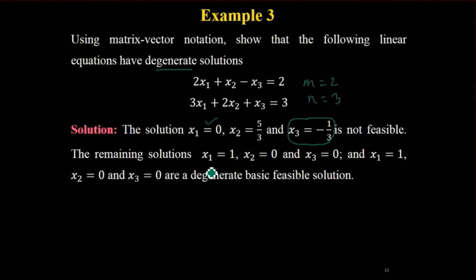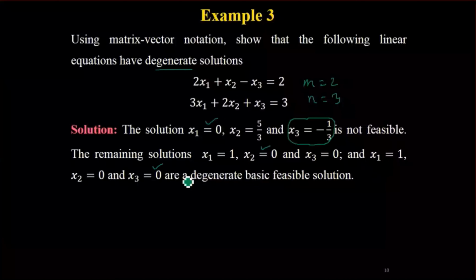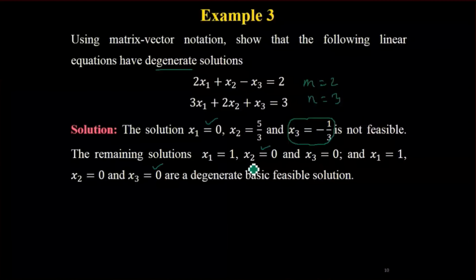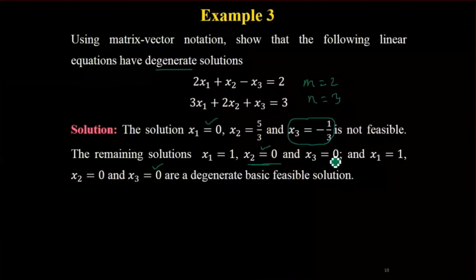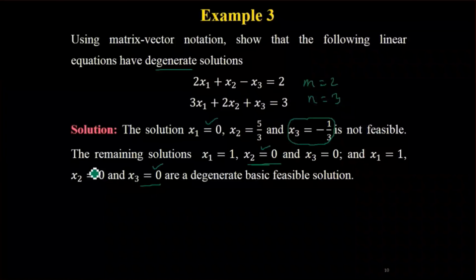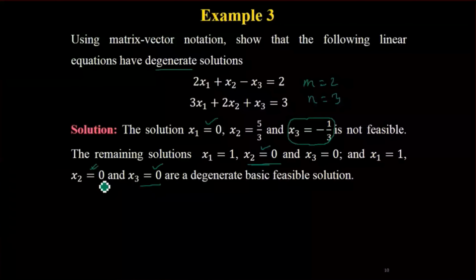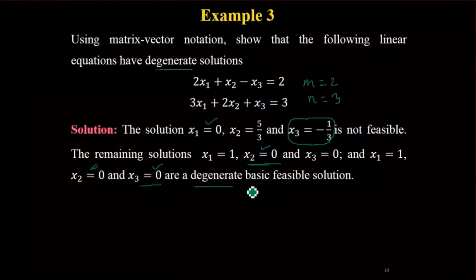For the remaining solutions, if we take x2 equal to 0, we get x1 and x3. If I take x3 equal to 0, we get x1 equal to 1, x2 equal to 0. So in this case, if I consider x2 equal to 0, the basic variables will be x1 and x3. Here x3 is 0, which is one of the basic variables. Similarly, in the second case, if I take x3 as 0, meaning non-basic variable, then x1 and x2 will be basic variables. Out of these, x2 value is 0, meaning one of the basic variables is 0. If at least one of the basic variables is 0, it is called degenerate. That's why we call it a degenerate basic feasible solution.